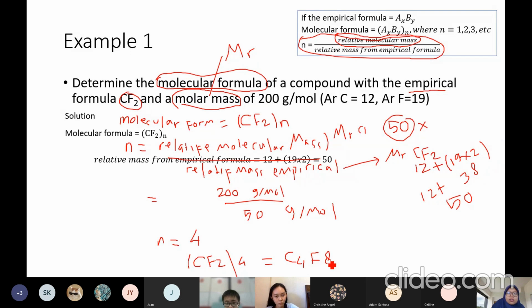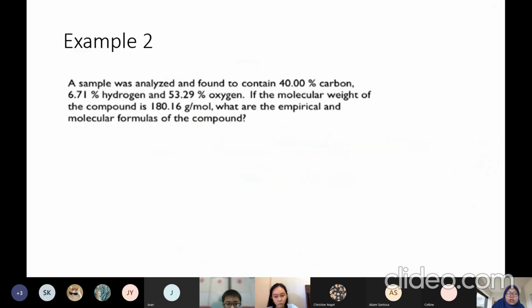Okay, go next, for the last sample question. A sample was analyzed and found to contain 40% carbon, 6.71% hydrogen, and 53.29% oxygen. If the molecular weight of the compound is known, what are the empirical and molecular formulas? How to solve this problem?